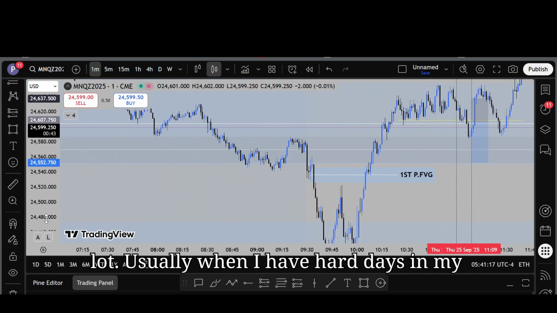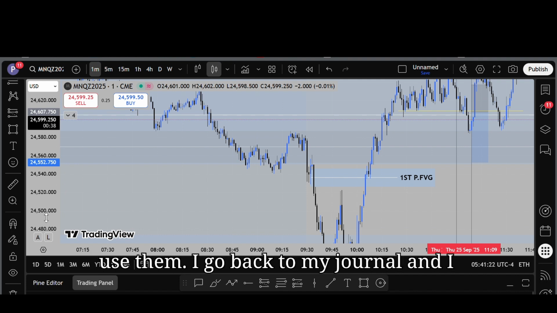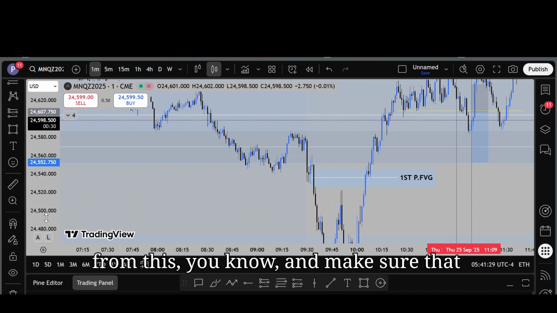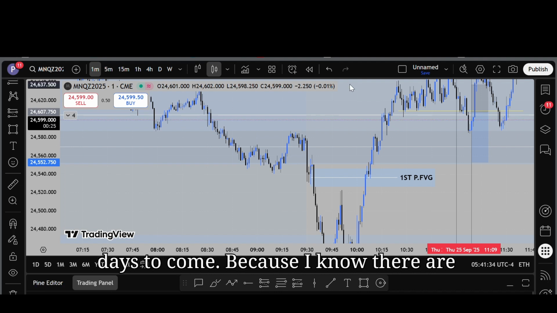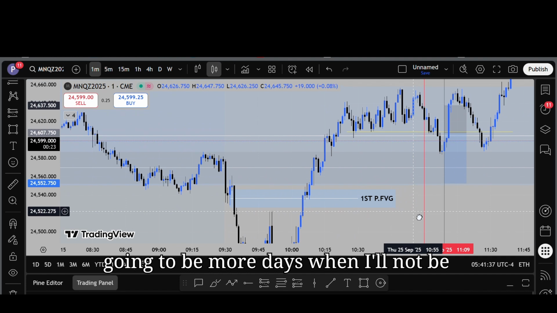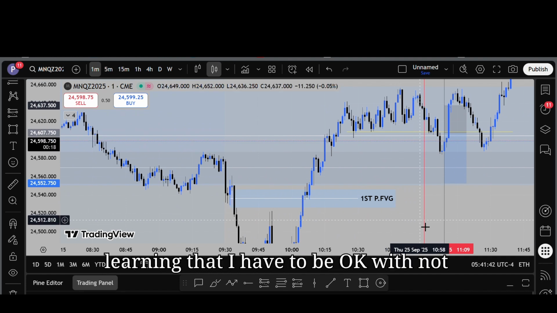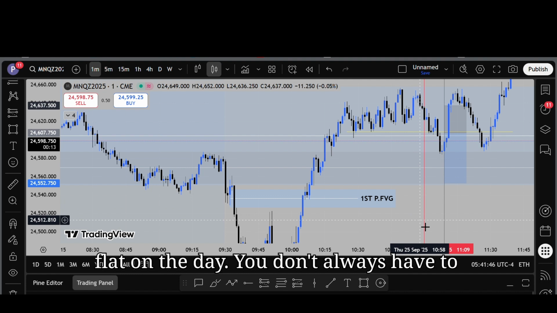I learned a lot. Usually when I have hard days in my trading, I use them as learning curves. I go back to my journal and I see what did I do wrong, how can I learn from this, and make sure that I don't repeat that in the next trading days to come, because I know there are going to be more days when I'll not be taking trades, and I'm right now just learning that I have to be okay with not taking trades and walking away flat on the day.